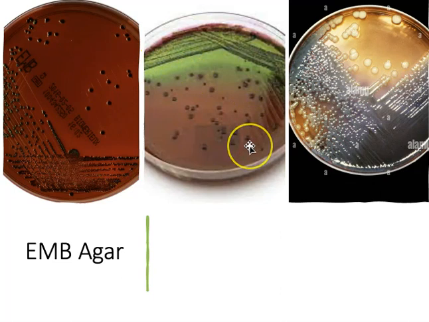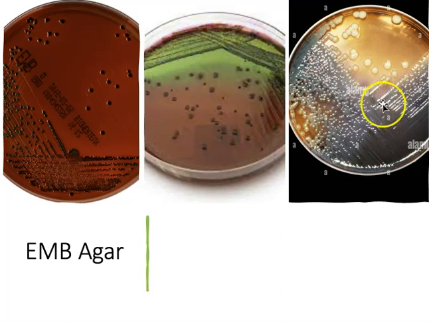In the middle image, we see a little something extra. We can also see this quadrant streak plate with isolated colonies. But notice that in the areas where the growth is heaviest, there's also a green metallic sheen present. This tells us that we have E. coli growing.